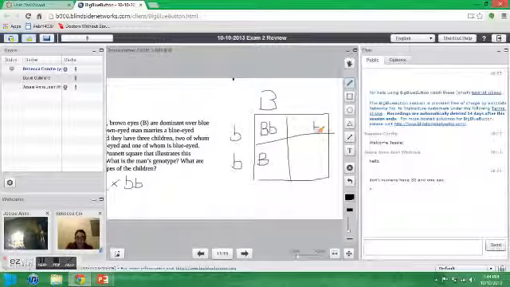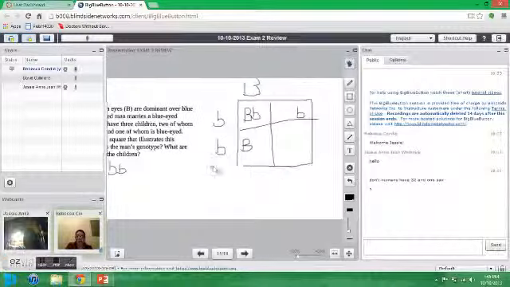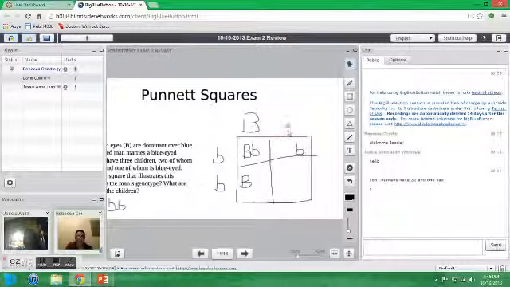Oh, was there a question? How do you not know what goes up on the top right there? Because there's 2 different genotypes that the man could be. He's either 2 big B's or a big B and a little b. But what we're doing right now is trying to figure out if this is a little b or a big B. Does that make sense?